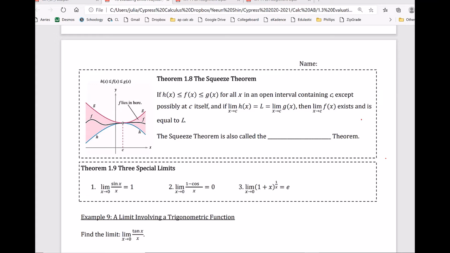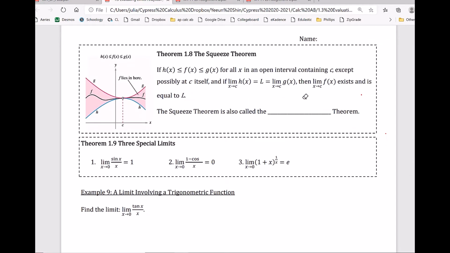All right, so let's talk about the squeeze theorem, theorem 1.8. Just FYI, to my knowledge, with the kind of homework questions you have, you're not going to be asked to use the squeeze theorem directly just yet. We will definitely need to have practice with them because it's definitely a contender on the free response portion of the exam.